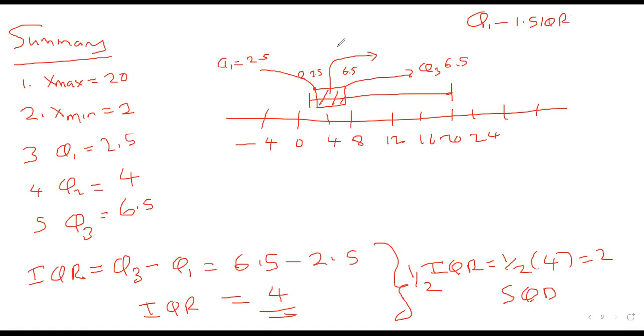In the lower quartile, what do we do? When we go to the interquartile range here, we multiply it times 1.5, getting a 6. This 6, you subtract it from the lower quartile. So 2.5 minus 6, what do we get? Negative 3.5, which is somewhere here.